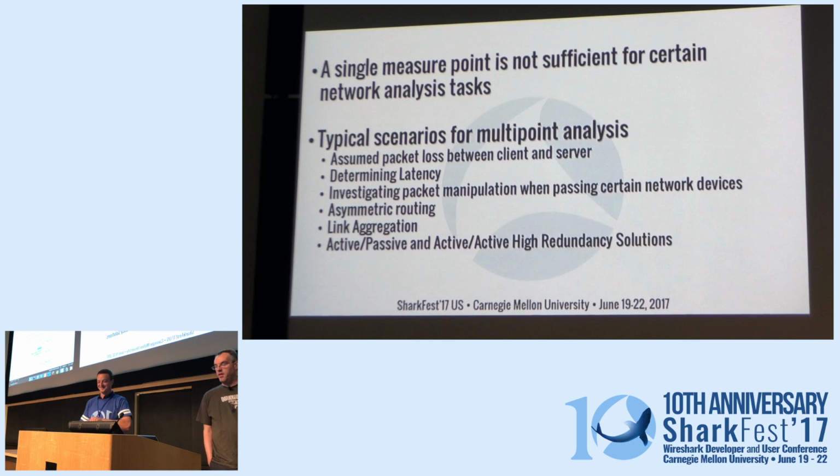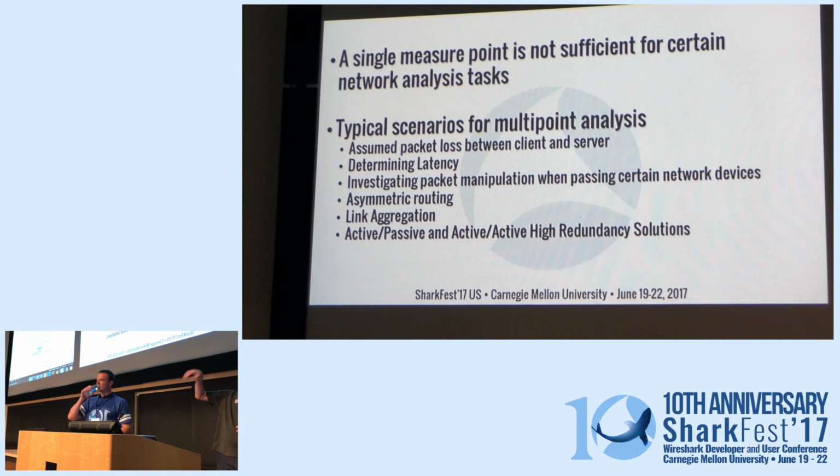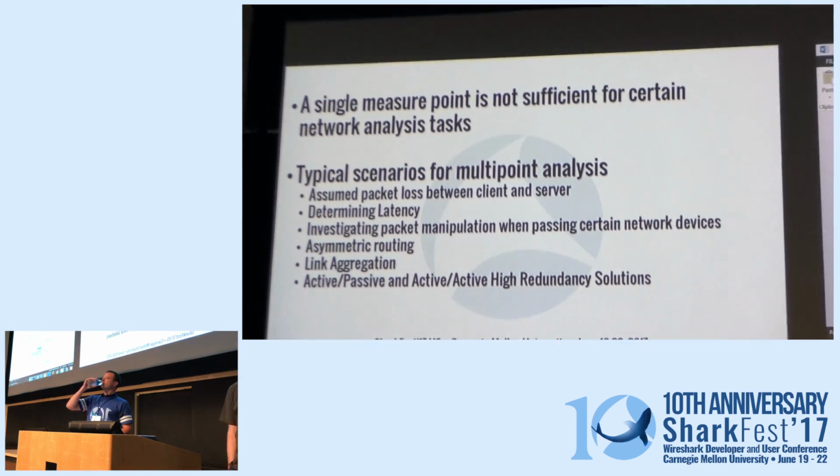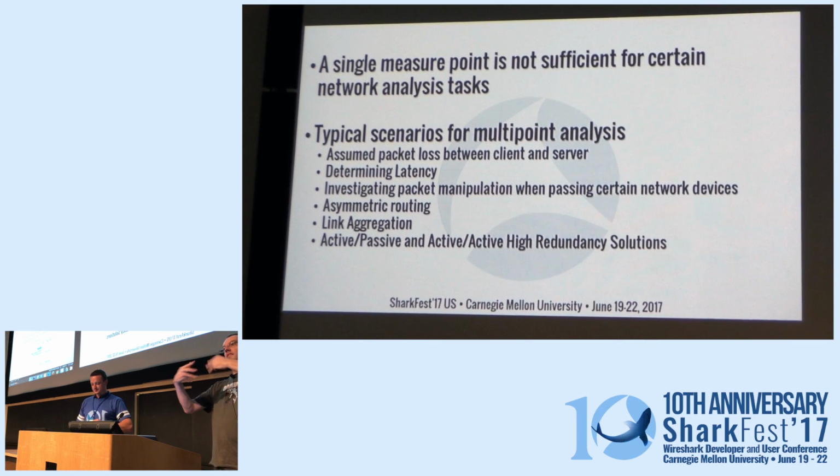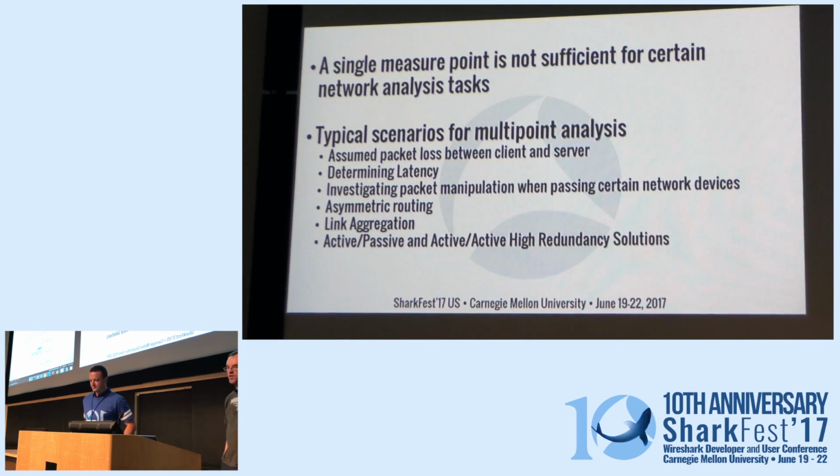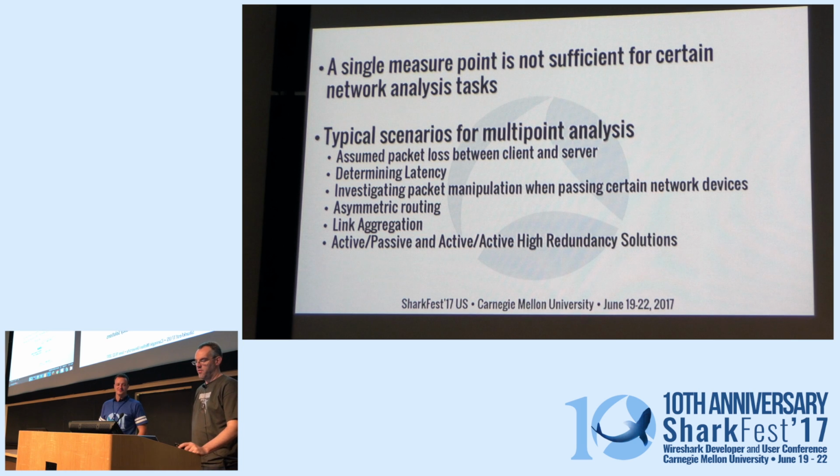Congratulations. Asymmetric routing, when you have packets going one way and back the other way, you need a capture point at both, because you're only seeing one side of the connection here and one side there. And with that, you cannot do much. So asymmetric routing situations, you need that as well. Then we have link aggregation. Sometimes we had somebody aggregating 4 gigabit links and we need to capture all of them. That is basically a merge situation where you need to merge the traffic happening on those links. And then active passive and high redundancy solutions sometimes require this too.